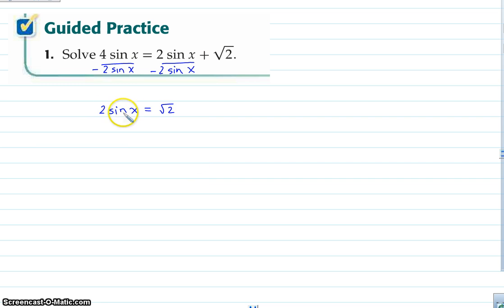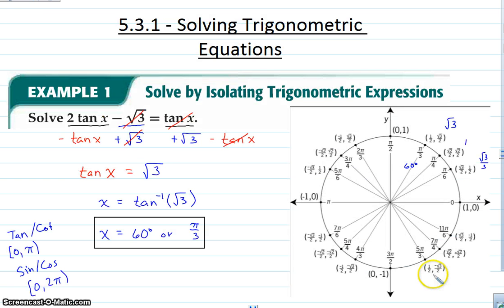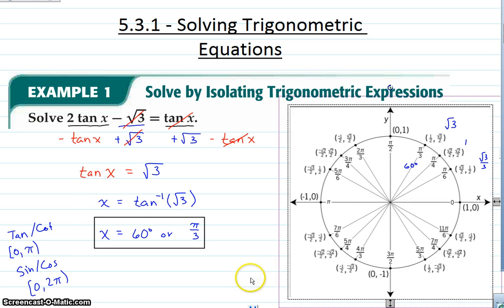Okay, now we still need to isolate sine of x, so I'm going to divide this 2 over. We didn't have to do that in the previous problem, but just like a variable, if you have a coefficient out front and you want to get rid of it, you can divide it to the other side. And so we get this, the sine of x is equal to square root of 2 over 2. Alright, so I'm going to go back and grab my unit circle from the previous problem.